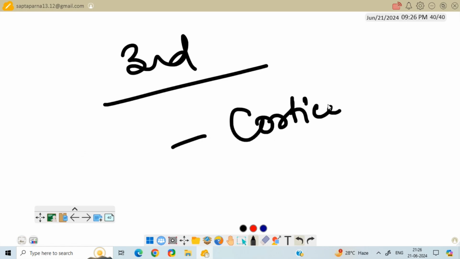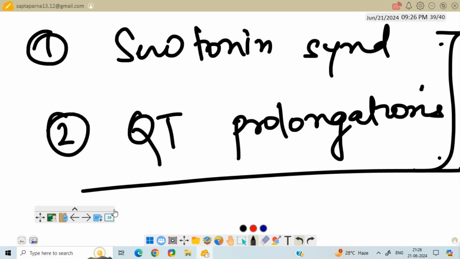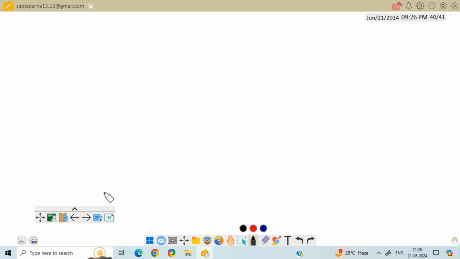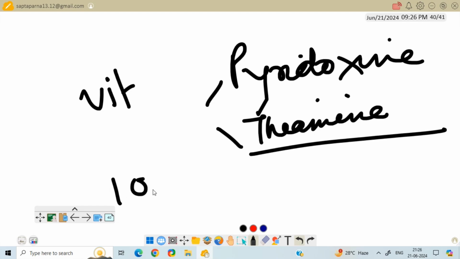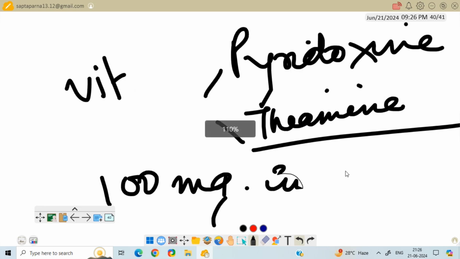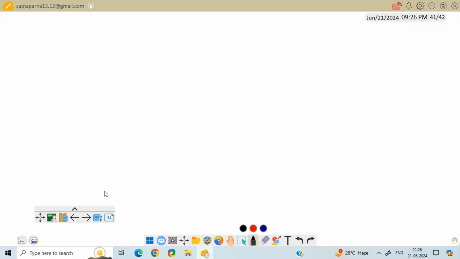So next, what is the third line drug? The third line drug is corticosteroids, which is usually not given for fear of teratogenicity. We have already talked about doxylamine and pyridoxine, which we give as oral antiemetics. Next, what vitamins do we supplement? We give pyridoxine as well as thiamine. And how do we give thiamine? If a patient is admitted, you will give thiamine 100 milligram in 1 IV fluid once a day. This is how you do your thiamine supplementation.